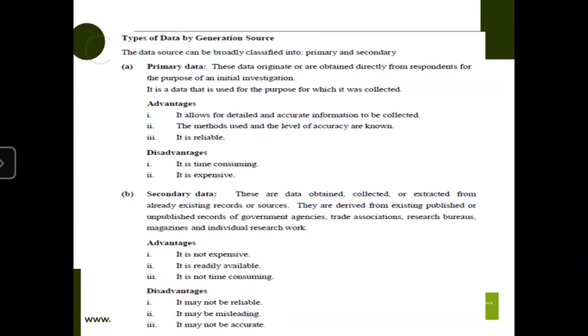So the method used for direct information is made known. They are going to tell you the method that is used to source the information, whether it is through telephone conversation or through interview. Likewise, information from the primary data is reliable.